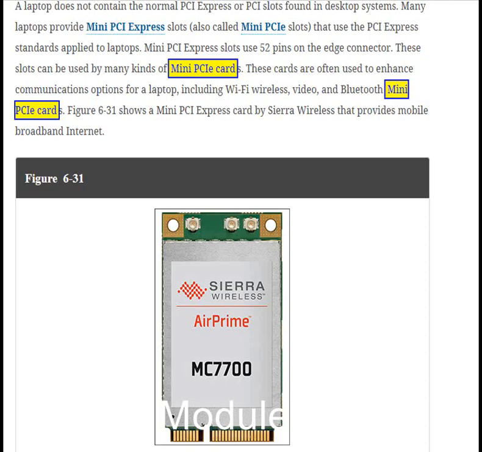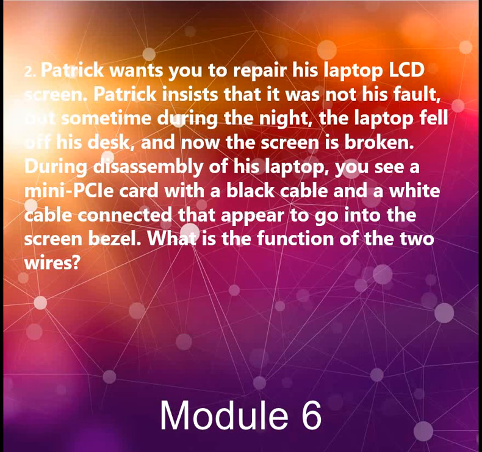So let's go on to question number 2. Question 2 of Module 6. Patrick wants you to repair his laptop LCD screen. Patrick insists that it was not his fault, but sometime during the night, the laptop fell off his desk, and now the screen is broken. During disassembly of his laptop, you see a mini PCIe card with a black cable and a white cable connected that appeared to go into the screen bezel. What is the function of the two wires?